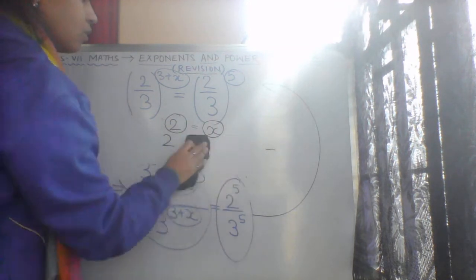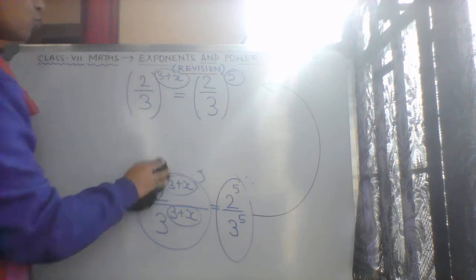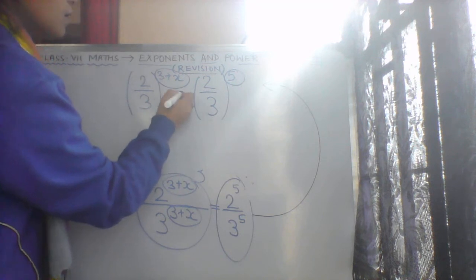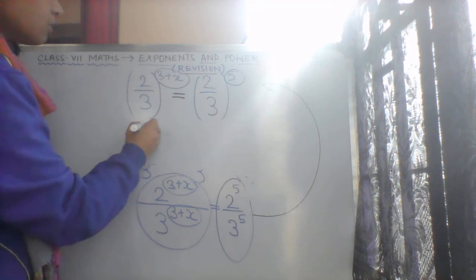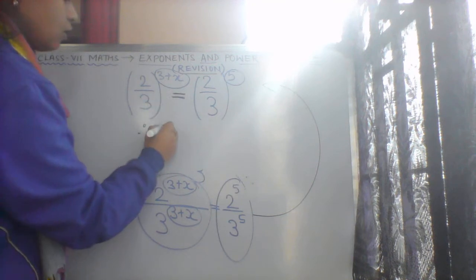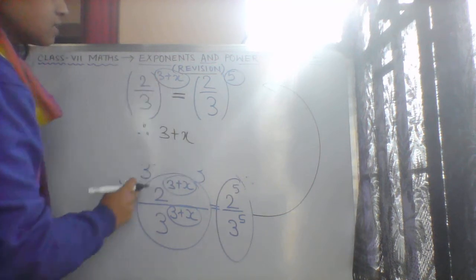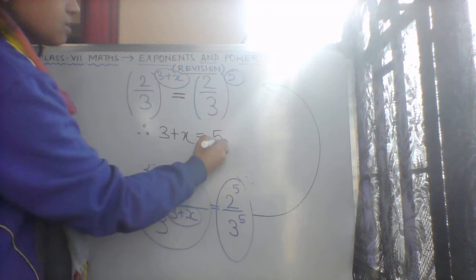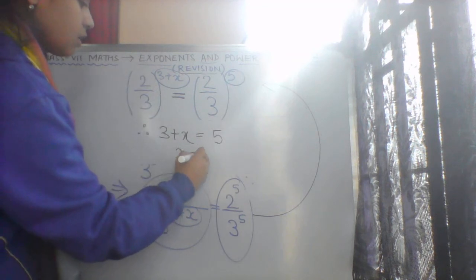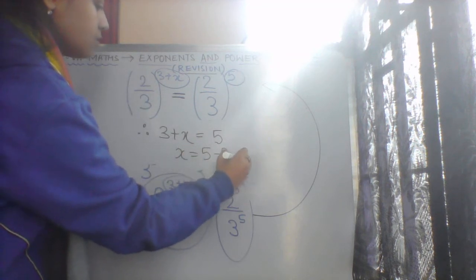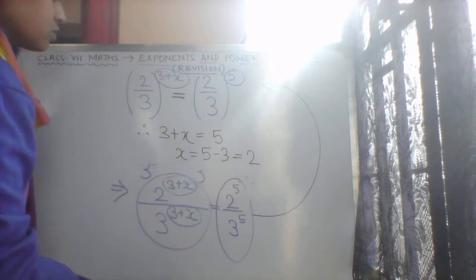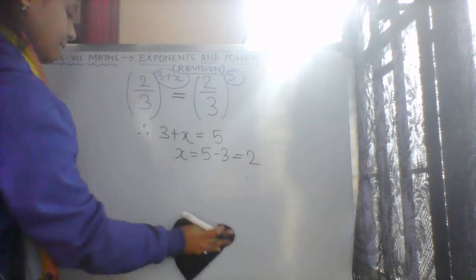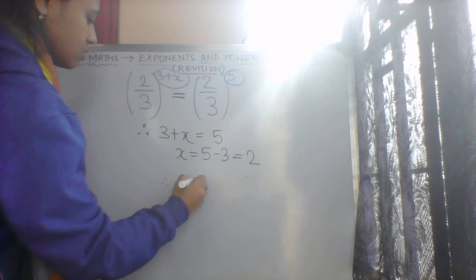Same thing here also. The base over here is the same, 2 by 3, 2 by 3. When they will become equal, if their powers are also equal, so they will become equal when their power, that is here 3 plus x, equals that power, that is 5. So what will the x value be? 5 minus 3, that is 2. So our x will be equal to 2, therefore x equals 2.